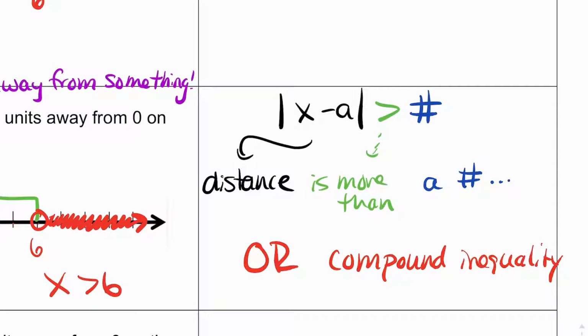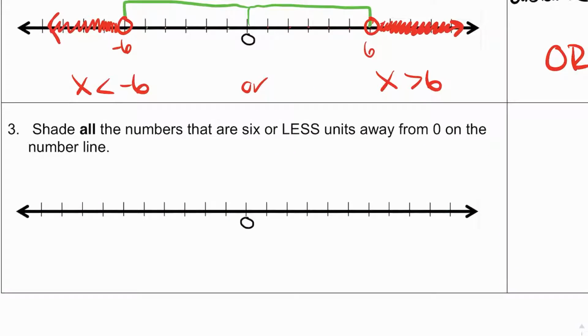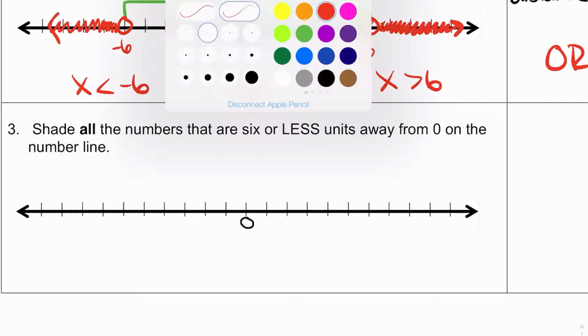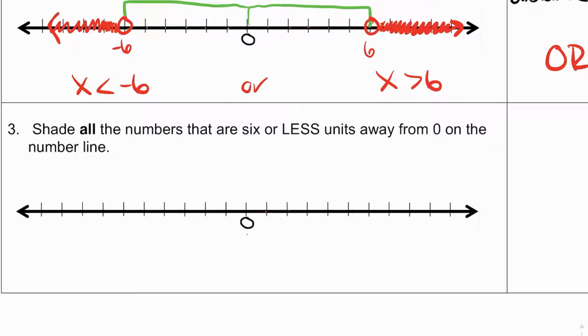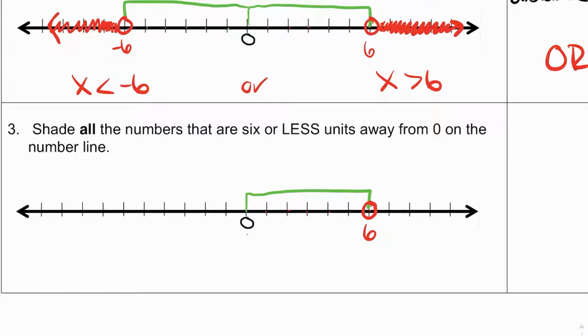Now when I go to the next example, rather than a distance being more than 6, they want a distance that's less than 6. So we'd go through the same argument. If I start at 0, 1, 2, 3, 4, 5, 6 is exactly 6 away. Now that doesn't satisfy the requirements, so I'm not going to shade it in, so I put an open circle.